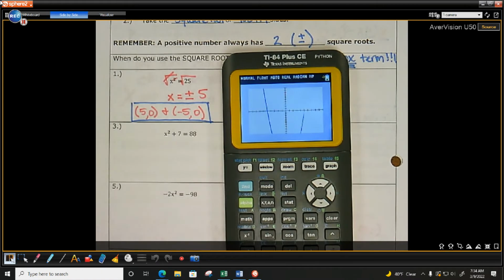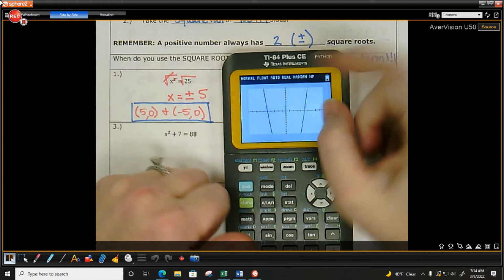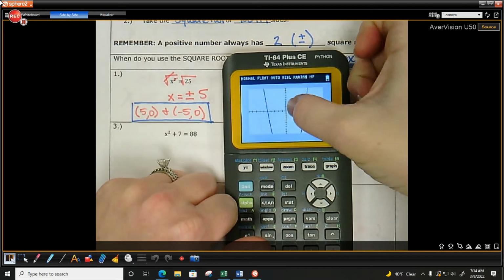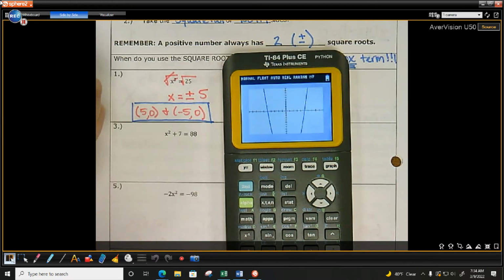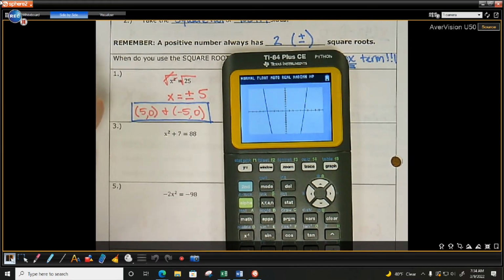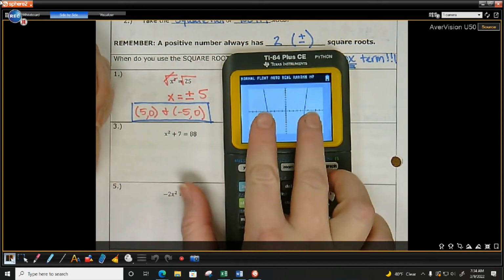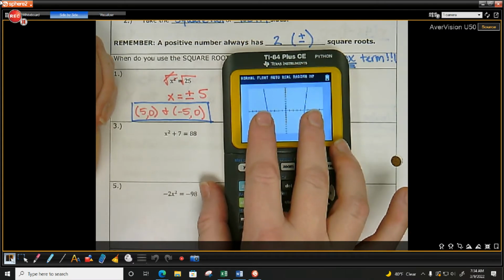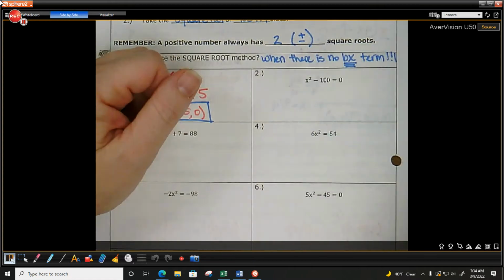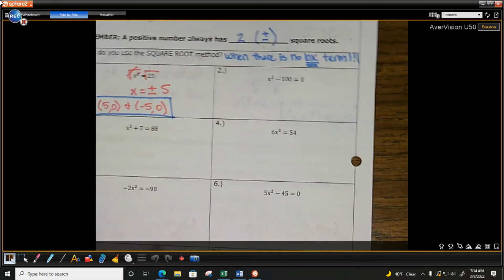How many times should it hit the x-axis? Twice. 1, 2, 3, 4, 5. 1, 2, 3, 4, 5. So 5 and negative 5. Good? Again, most common mistake when we do this is we don't put the plus minus. That's why it's a great idea to graph it on your calculator, because then you visually see how many solutions do I have? 2, because it hits the x-axis twice. Okay? Next one. Is there a bx term?